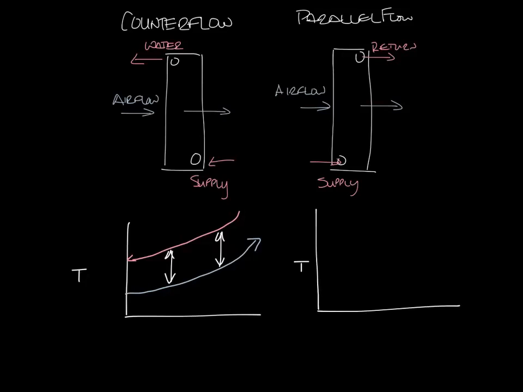The temperature profile of a parallel flow coil looks something like this. So the airflow comes in and warms up as it passes through the water coil, and the water temperature is reduced as heat is transferred to the airstream. But since they're both moving in the same direction, you can see there's a higher temperature gradient at the beginning of the coil than at the end of the coil. And this large temperature gradient can cause thermal stress in the material of the coil and potentially failures in the future.